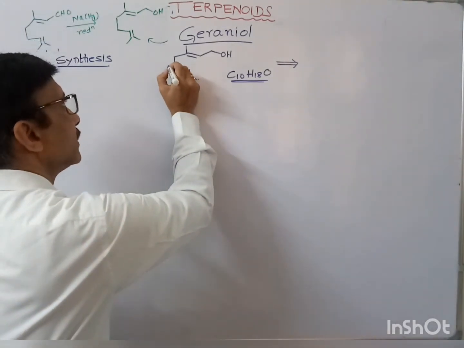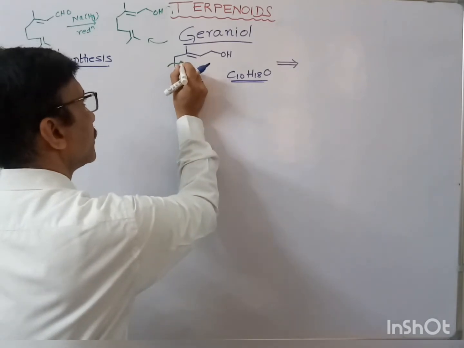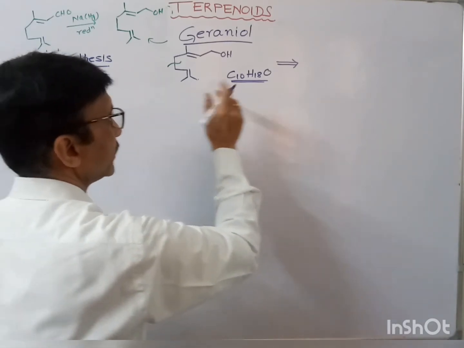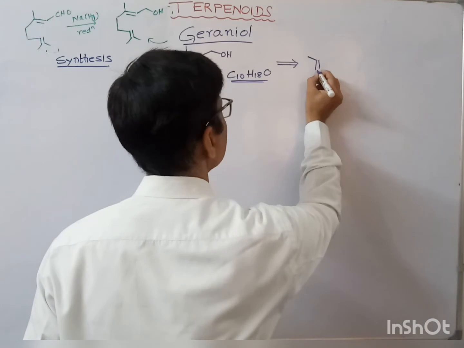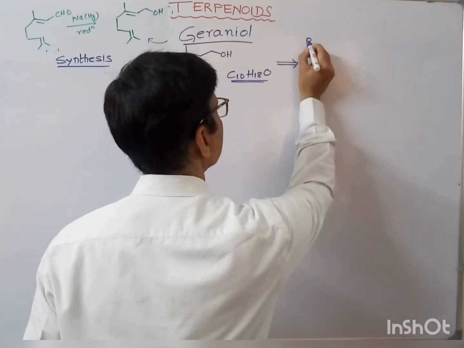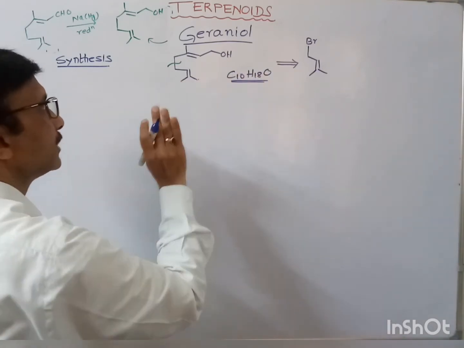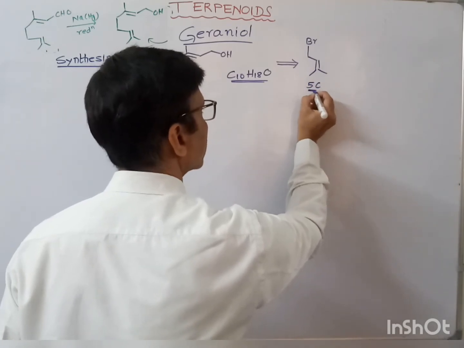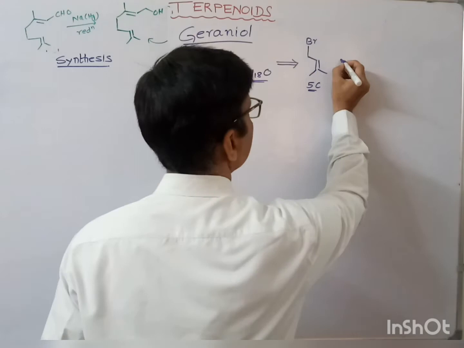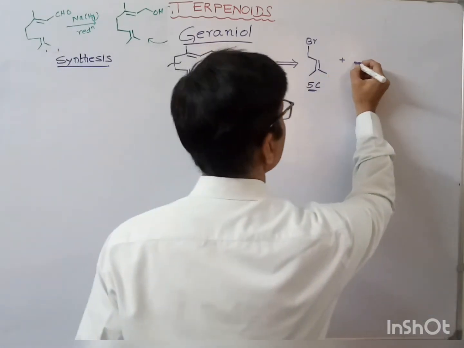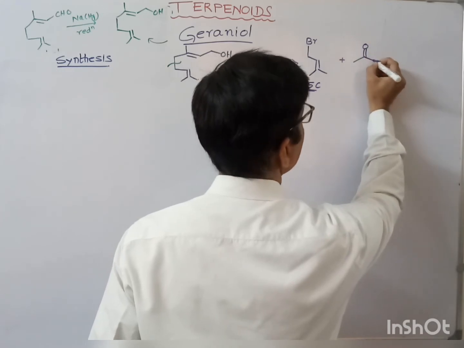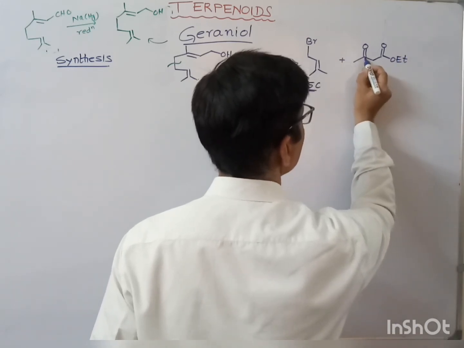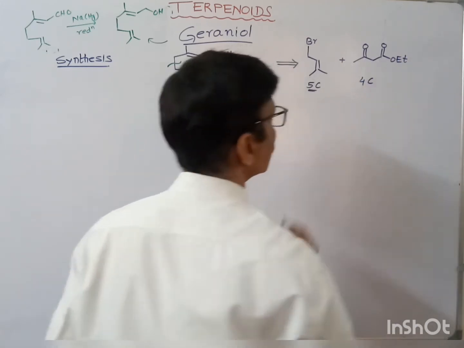So suppose if we break this one from here, then one of the reactant molecules that we may take is allyl bromide. This is allyl bromide, and it contains 1, 2, 3, 4, 5 carbon atoms. This is a 5 carbon compound that we can take. Another molecule that we can take for this synthesis is ethyl acetoacetate. This is a 1, 2, 3, 4 carbon compound. This is a 4 carbon compound.